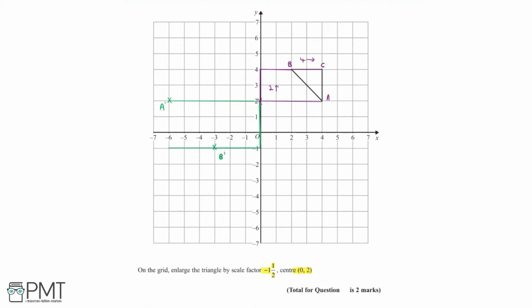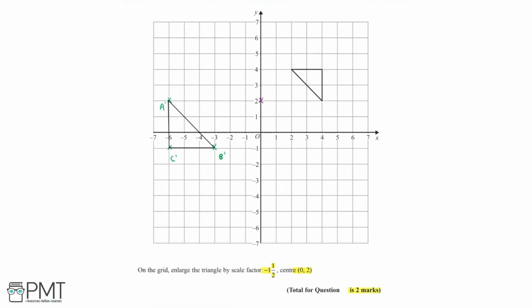And so we'll mark this point as C dash. Now that we have our 3 points in our new triangle, let's join them together. And now let's get rid of all the other lines which might make everything a bit more confusing. And so we've now successfully enlarged this triangle by a scale factor of -1.5 about the centre (0, 2).